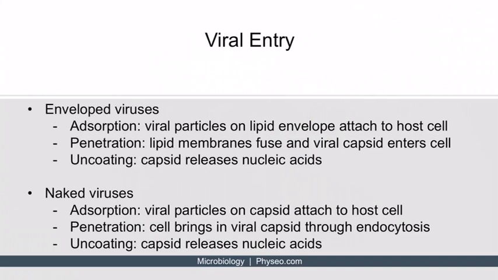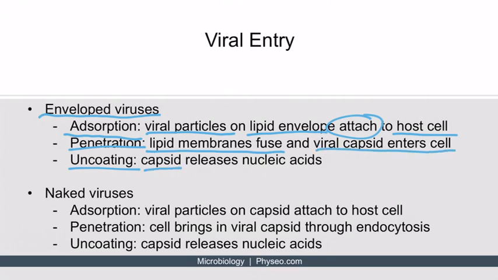With that, let's dive into how viruses actually enter cells. This process is a little bit different for enveloped viruses and naked viruses. Let's start with enveloped viruses. There are three steps. First is adsorption, then penetration, and then uncoating. With adsorption, the viral particles that are on the lipid envelope will attach to the host cell. So when you think of the word adsorption, you can just think of the word attach. With penetration, the lipid membranes will fuse, and the viral capsid will then enter the cell. And the next step is the capsid just releasing the nucleic acids into the cytoplasm.